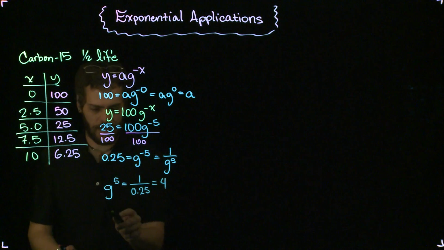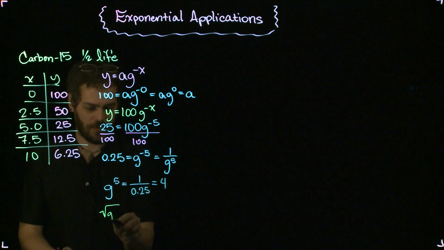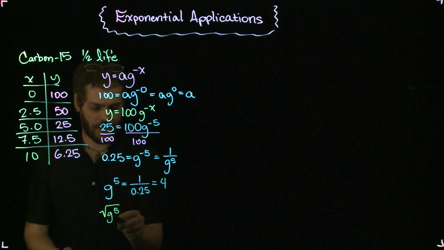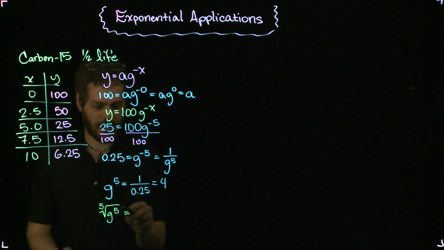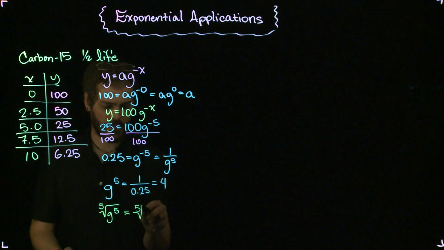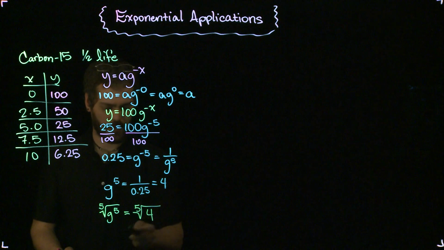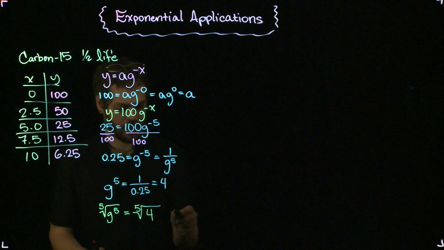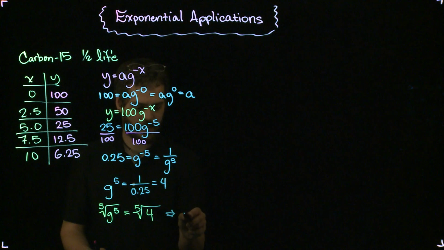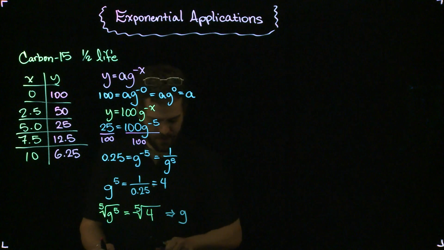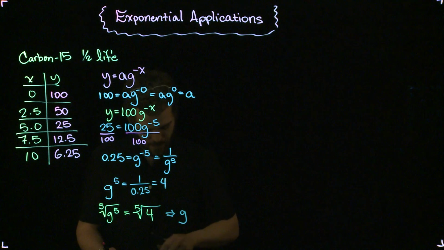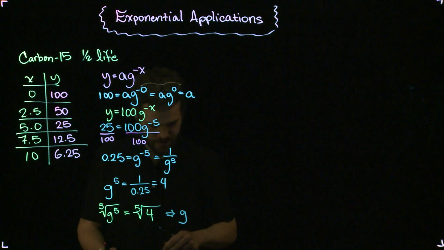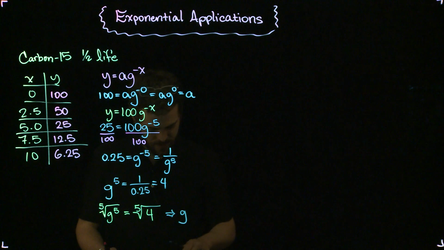So if I take the 5th root of G on this side, I'll get G by itself. But I also need to take the 5th root of 4 over here. So I'm going to say, okay, G is precisely the 5th root of 4. I don't know exactly what that value is. Let me punch that up here on the calculator.